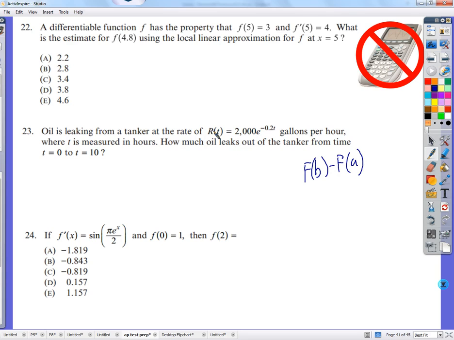So if this is R of T, which is the rate at which it's coming out, and we want to know how much oil, so like how many gallons have leaked out at any time? What's the relationship between G of T and R of T? Wouldn't the R basically be like the derivative? The derivative of G, yeah. Sorry, I had it backwards. You take the derivative of G, you get R.